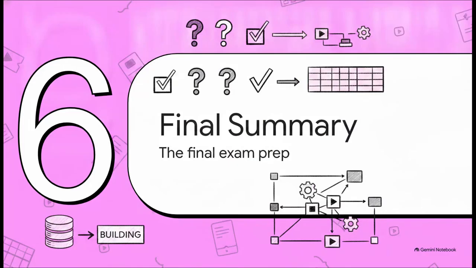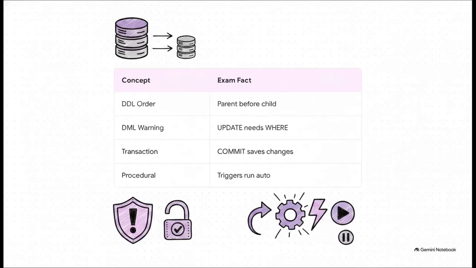Section 6. Final Summary and Review. The Final Exam Prep. We've covered a lot of ground today, transitioning from just asking questions to actually building and automating. I strongly advise you to memorize this summary for your exams. Prioritize understanding the DDL order. You must always create the parent table before the child table.